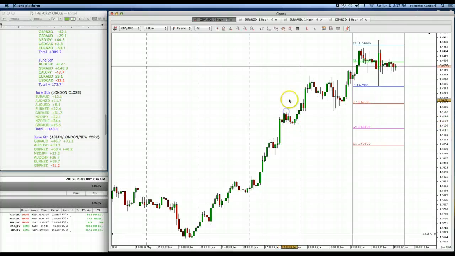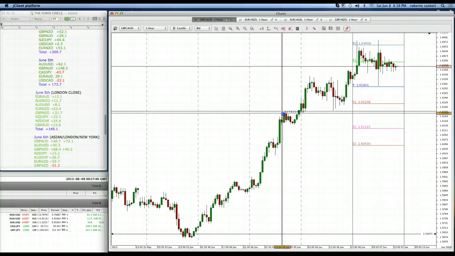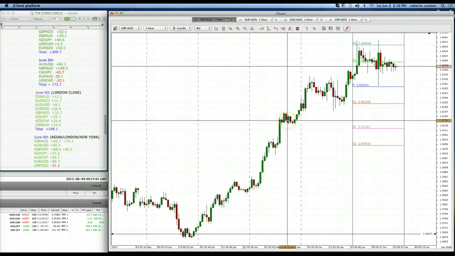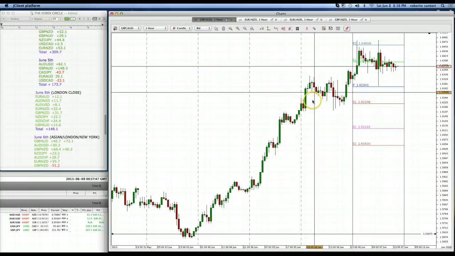This is actually the London close right here, so it went down. Okay, and I would have gotten out because the Asian session would have been here, so that was a trade you would take. Went down 50 pips. I would have probably just captured 20 pips out of this. Okay, and let's move on to another pair, another trade here.